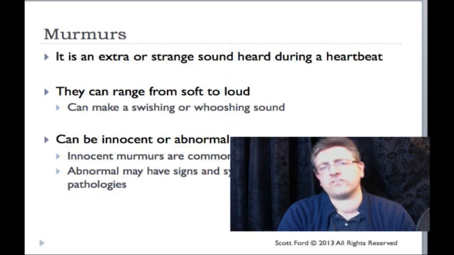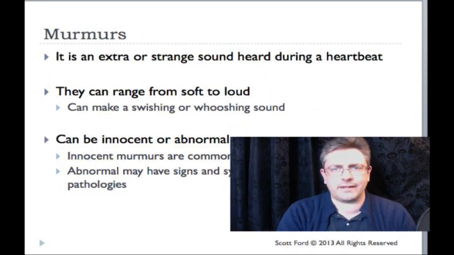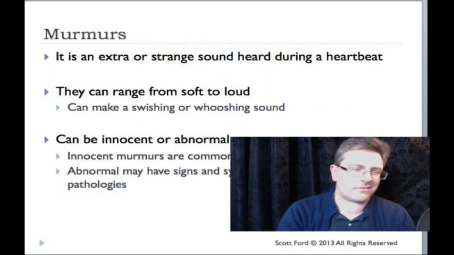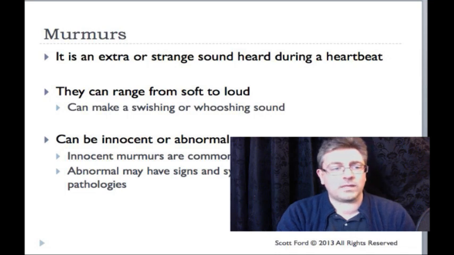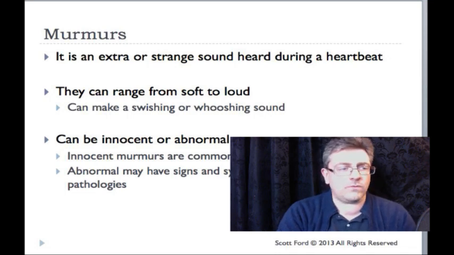And then our last one are the dreaded murmurs. Well, not so much dreaded all the time. Basically, you have an extra or strange sound heard during a heartbeat. They can range from soft to loud. It can be a swishing or a whooshing noise. It can be innocent or abnormal. It could be normal. Somebody could have a heart murmur for their entire life and no big deal.